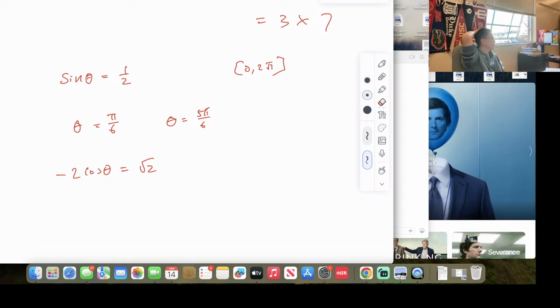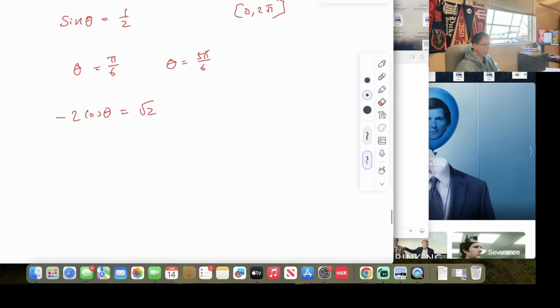Negative 2 equals 2, negative. So the other one is going to be 5 pi. Okay, there are two answers. No, 5 pi over 4, 3 pi over 4. Okay, so some people already got it.